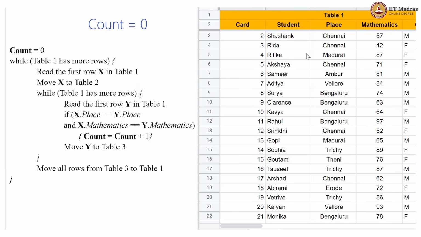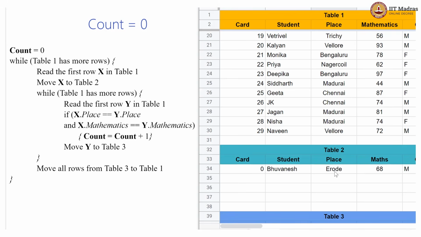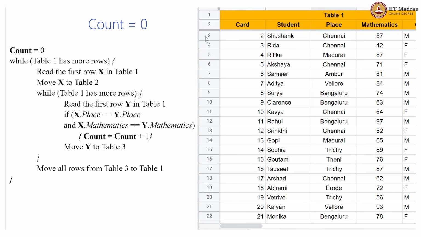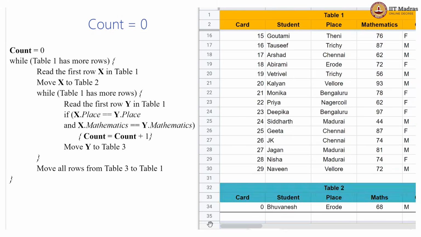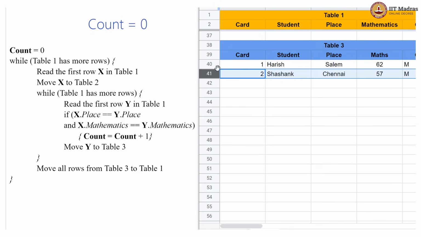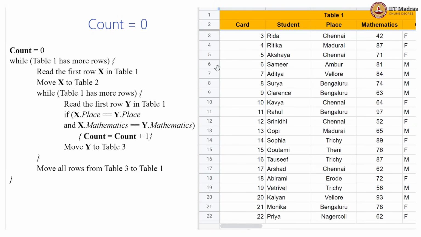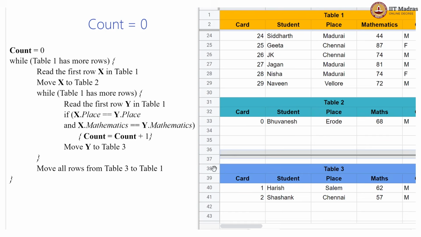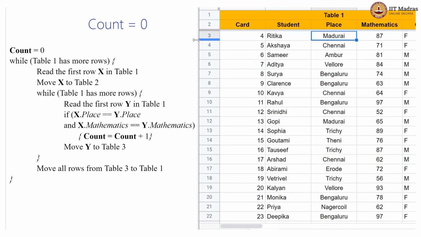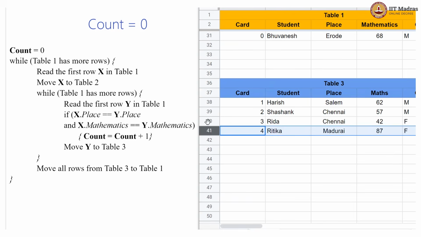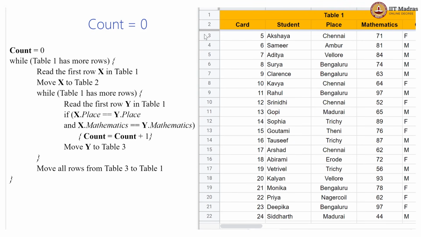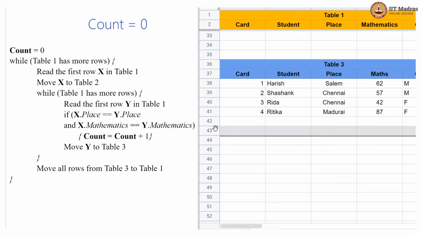And again we do the same thing here. The next row is this. Chennai is not the same as Erode. So we move this off to table 3. And we keep doing this in this way. Again a Chennai, not Erode. So move it off to table 3. Now Madurai. So moving it down. Now another Chennai. So moving it down.